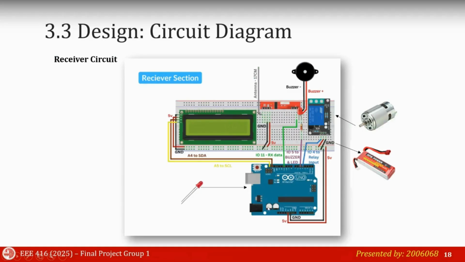And here is the microcontroller. Here is the I2C display showing all the status. And here are the buzzer and LED to show the status. And this is the RF receiver module to get the signal.